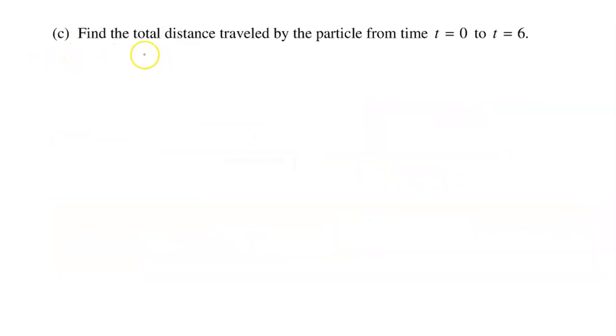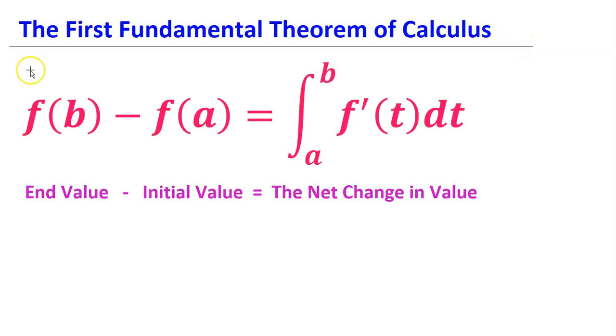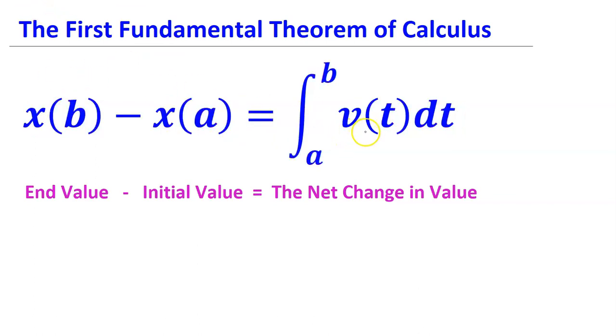Part C. Find the total distance traveled by the particle from time t equals 0 to t equals 6. Here is one version of the first fundamental theorem of calculus. Since velocity is the derivative of position, the first fundamental theorem of calculus tells us that the integral of velocity from a to b is the change in position from a to b.